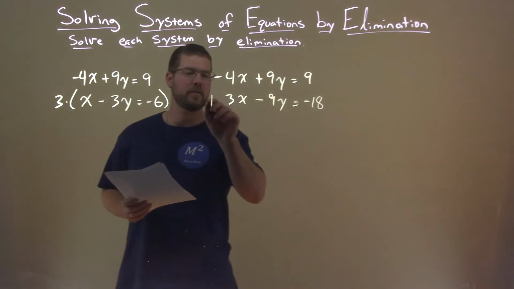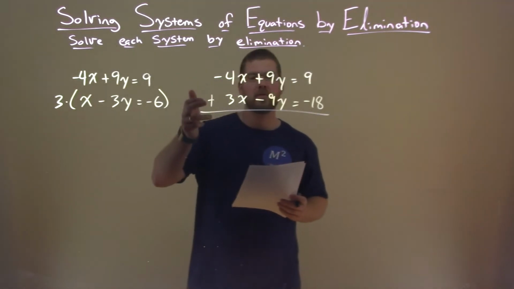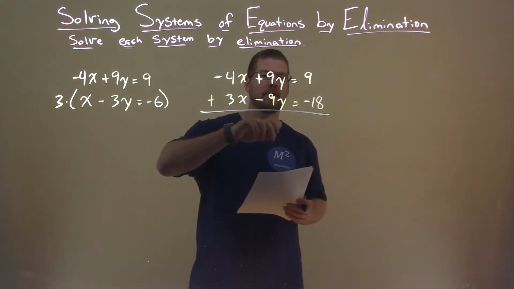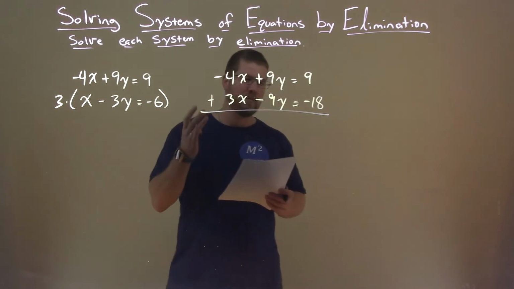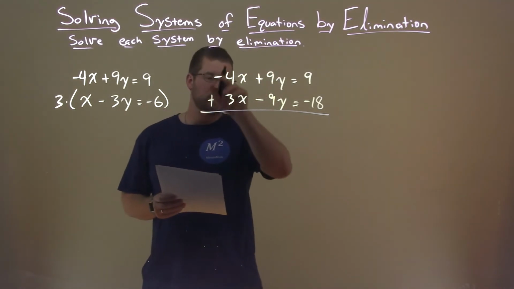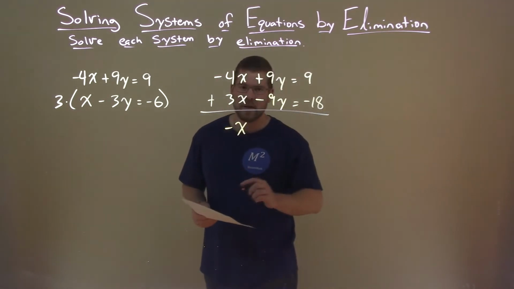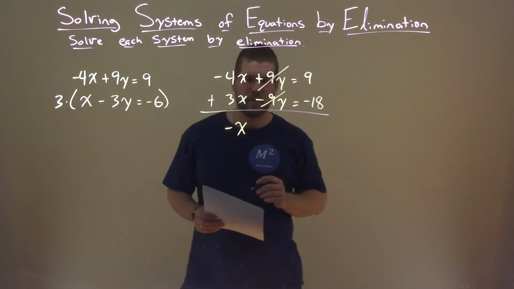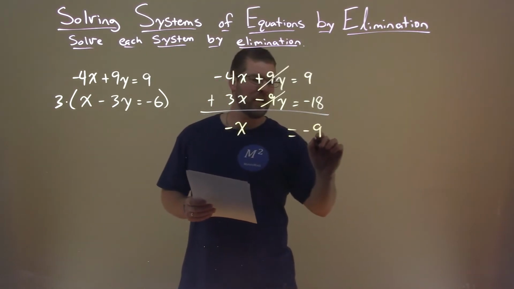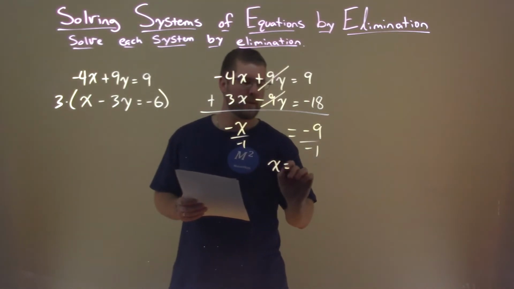Got ahead of myself. And the reason why I did that is I wanted this to be a negative because I prefer to add the two equations. Okay? If I had multiplied a negative 3, it would have been a positive 9y, and I'd have to subtract the two. Makes it more difficult, in my opinion. Minus 4x plus 3x, let's add them together, is a minus 1x. 9y plus a negative 9y is 0y. Don't need to write that. 9 plus a negative 18 is a negative 9. Divide both sides by a negative 1 here, and we're left with x by itself.